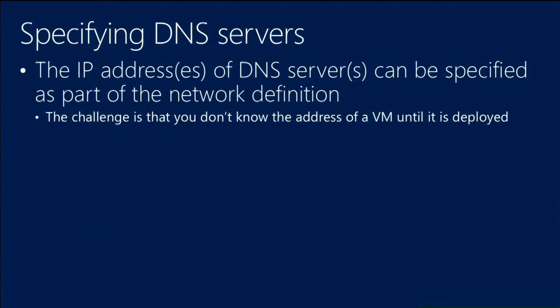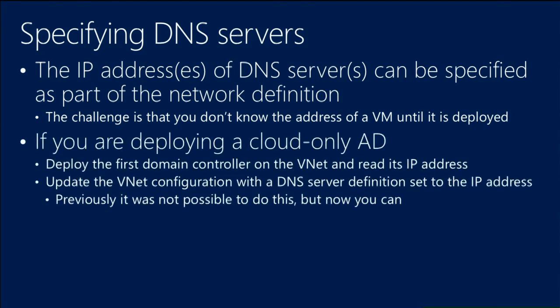So to specify the DNS server, the IP address of the DNS server can't be specified when you do the network definition, because you don't know what the address will be until the deployment's happened. So if you're deploying a cloud-only service, then you deploy the first domain controller on the VNet, read its IP address, create a DNS server definition, and then every other VM that's brought up will have the correct DNS definition in it. Previously, it wasn't actually possible to do that, which was an absolute nightmare.